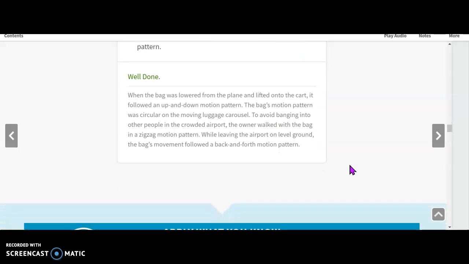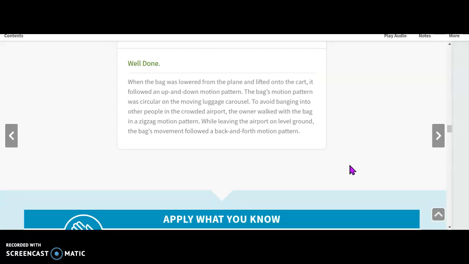I'll read this real quick. When the bag was lowered from the plane and lifted onto the cart, it followed an up and down motion pattern. The bag's motion pattern was circular on the moving luggage carousel. To avoid banging into other people in the crowded airport, the owner walked with the bag in a zigzag motion pattern. While leaving the airport on level ground, the bag's movement followed a back and forth motion pattern.